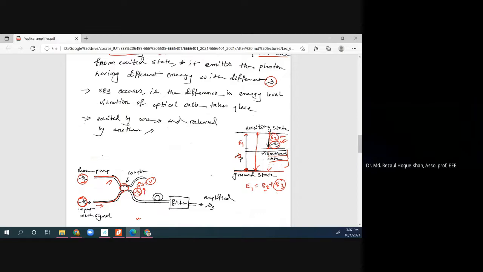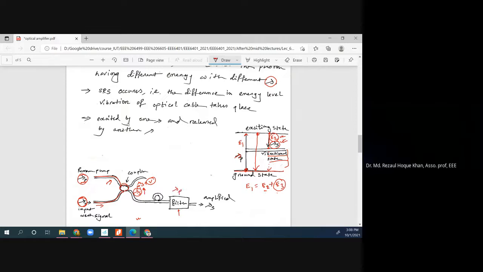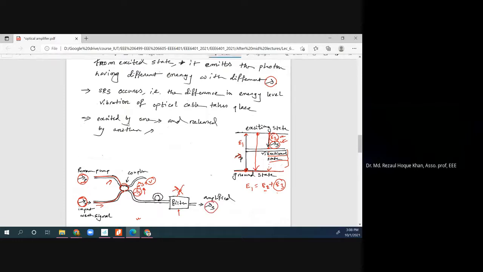Now here there is a filter. Not 100% of the lambda p will be converted to lambda s, so that lambda p will be filtered out here. Means actually you got an amplified lambda s in the system.